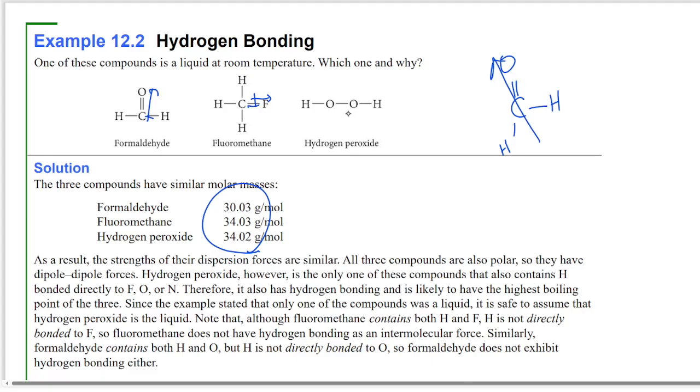But hydrogen peroxide has two oxygen-hydrogen bonds. So this molecule exhibits hydrogen bonding, which makes hydrogen peroxide a liquid at room temperature.